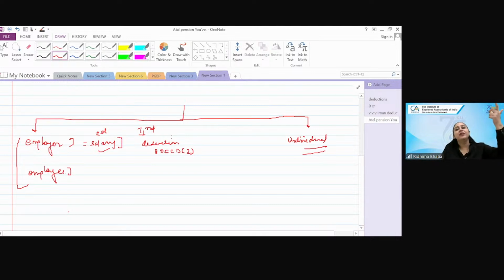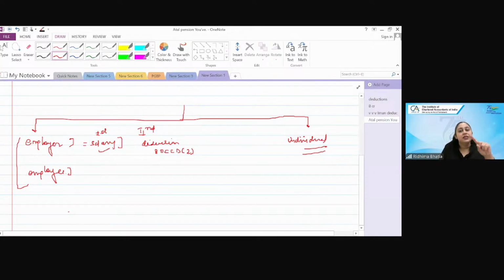Now what happens in PF? In PF there is no tax up to 12%, so you never see the employer contribution getting taxed. And this, along with the PF contribution and along with your superannuation contribution, should not cross 7,50,000. If it is more than that, it becomes a perquisite. This is part of your salary computation. This is nothing in relation to deductions.